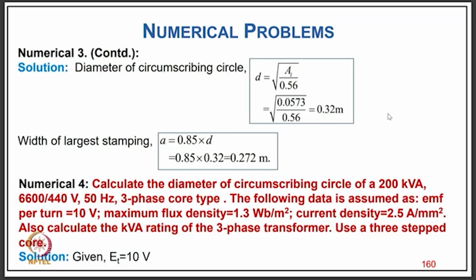Numerical problem 4. Calculate the diameter of the circumscribing circle of a 200 kVA transformer, 6,600 volt by 400 volt, 50 Hz, 3-phase core type, assuming EMF per turn 10 volt, maximum flux density 1.3 Tesla, and current density 2.5 ampere per millimeter square. Also calculate the kVA rating of the 3-phase transformer with this step.